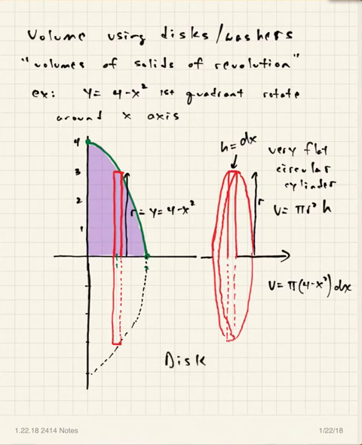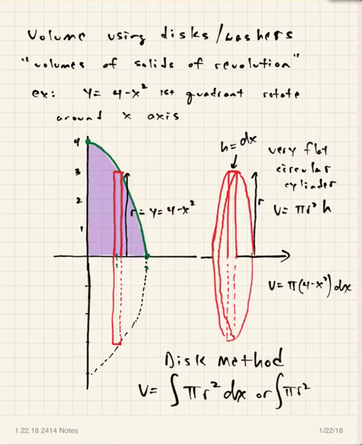The general form for the disk method is that the volume is given by this integral, pi times the square of the radius dx, or depending on how you're drawing the rectangle, it could be pi times the square of the radius dy. It depends on the picture that you've got, whether you're dealing with a vertical rectangle or a horizontal rectangle. And that's the general idea behind the disk method.